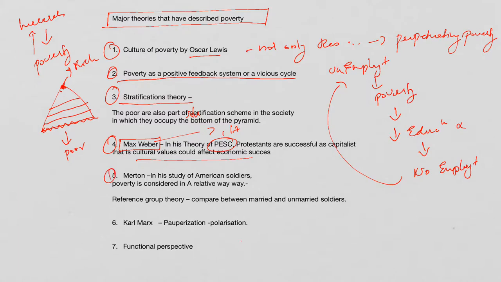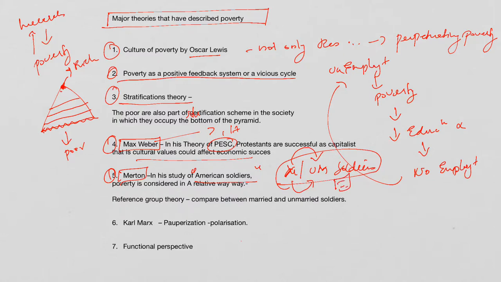Next, we'll talk about Merton. Merton's theory of American soldiers. He is comparing married and unmarried soldiers. Unmarried soldiers are more successful, and they are spending some quality time with their friends, and they remain richer than married ones, because a married person has more commitment to family, money has to be spent there, dependents are more, all these things. So we are seeing poverty in this comparative or relative way also. Reference group theory: married people are considering unmarried as a reference group and comparing things there. That is what Merton is saying.